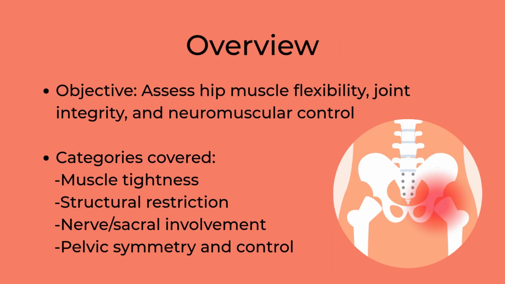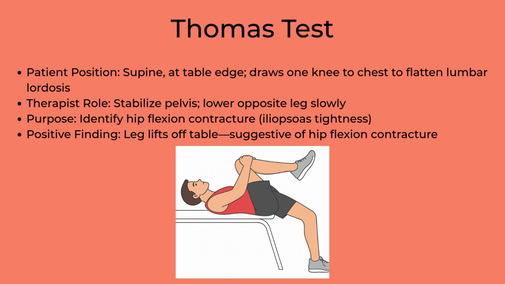All right, let's start with an overview. The main objective of hip special tests is to assess hip muscle flexibility, joint integrity, and neuromuscular control. These tests help us identify various categories, including muscle tightness, structural restrictions, nerve or sacral involvement, and pelvic symmetry and control.